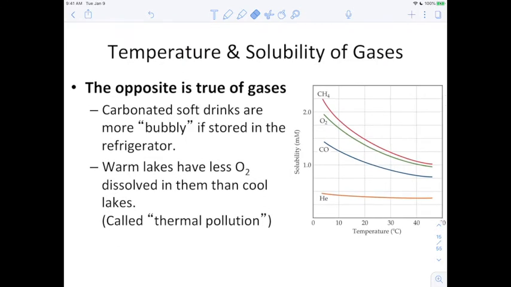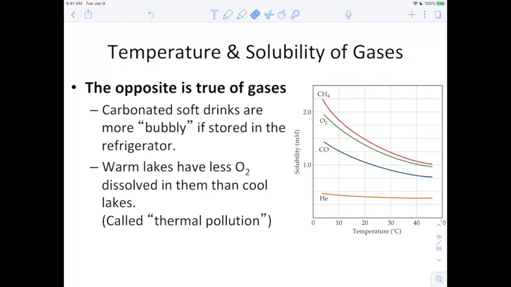All right, so next up are the gases. So gases, the opposite actually happens. What we find is when you heat up a carbonated drink, it's actually less bubbly. We keep them cool for a reason. There is a reason that when you're driving down the street, you don't see some store saying, hey, we've got the warmest soda and beer in town. That would not taste very good, and that is because all the carbon dioxide would leave.